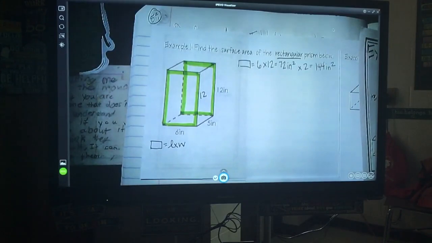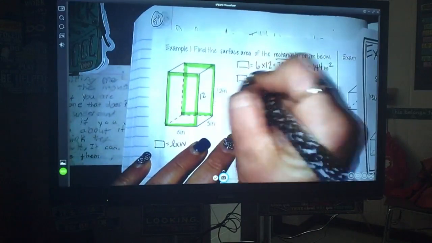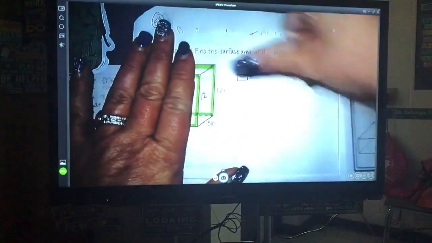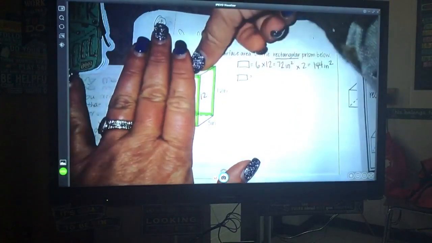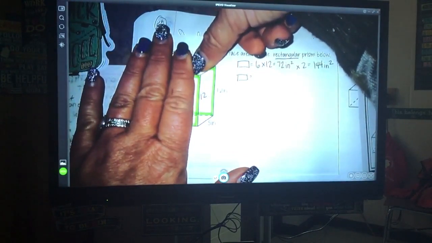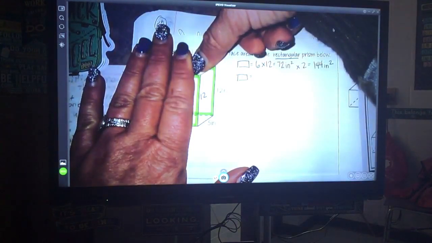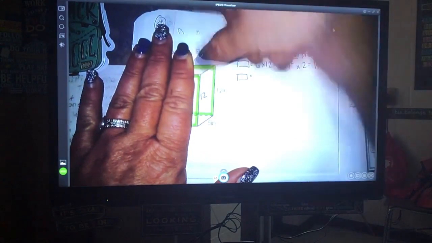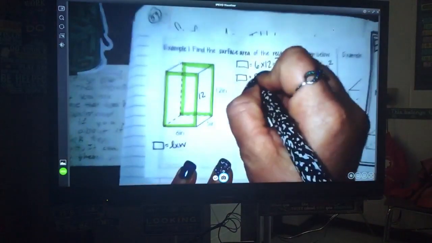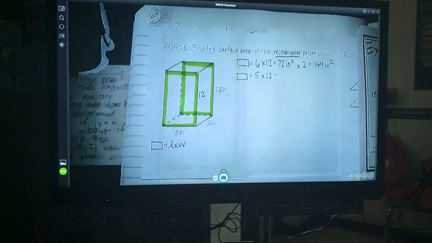So we found one of our rectangles. Let's look at the next rectangle, which is going to be right here. Do we have two numbers that we can multiply together to find the area of that rectangle? What are they going to be? 5 and 12. So I'm simply going to do 5 times 12. Raise your hand and tell me what that equals.